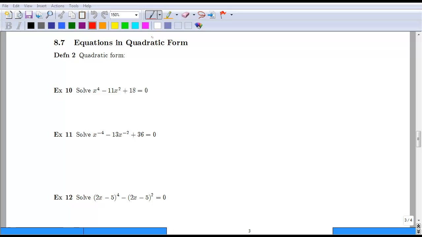The video for 8.7, which discusses equations in quadratic form, will be broken down into two parts. The first part will deal with real solutions to these equations, and the second part will deal with complex solutions. So, before we begin, we need to remember what a quadratic equation is and what it means for something to be in quadratic form.